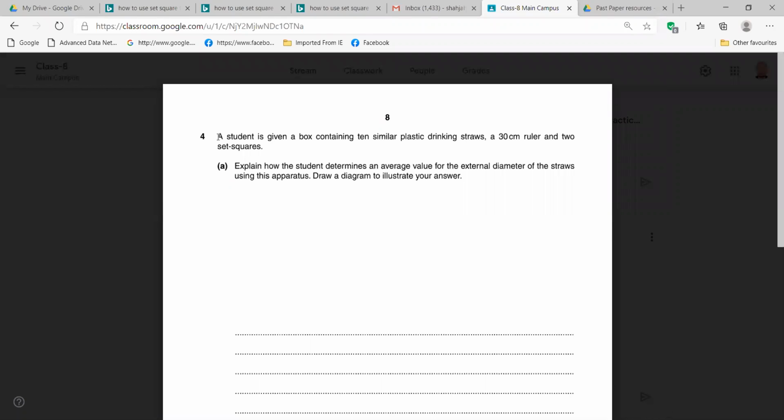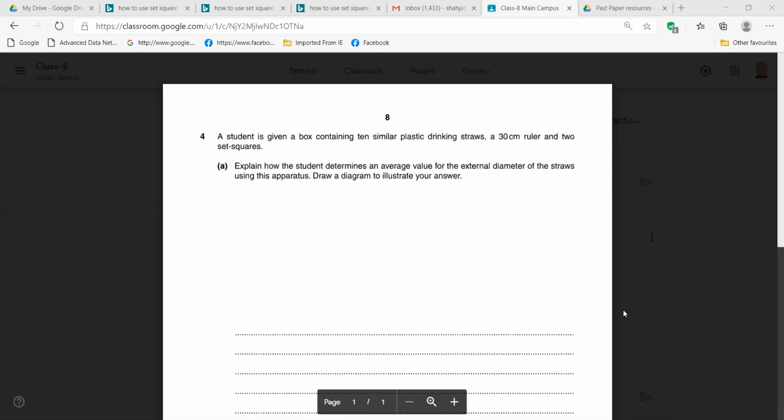So, can you read it, please, from the beginning? Yes, sir. A student is given a box containing 10 similar plastic drinking straws, a 30-centimeter ruler, and two set squares. Explain how the student determines an average value for the external diameter of the straws using this apparatus. Draw a diagram to illustrate your answer.